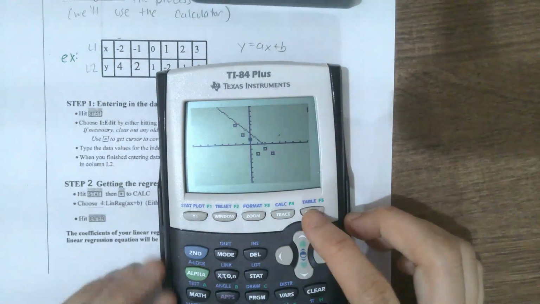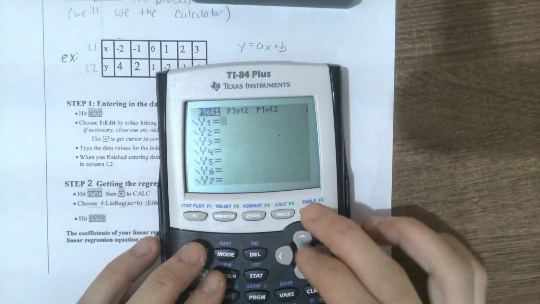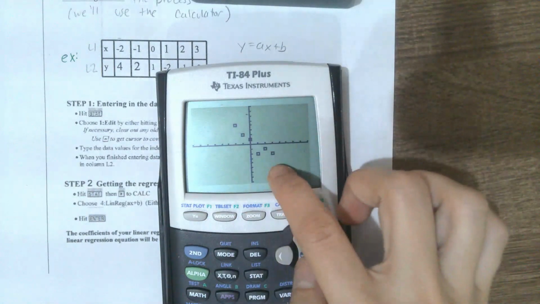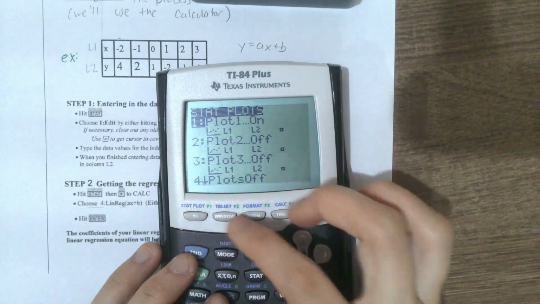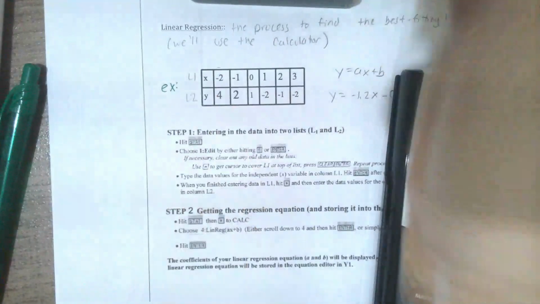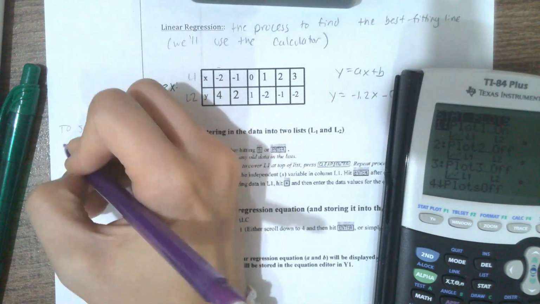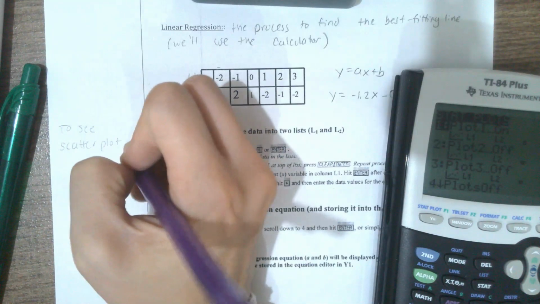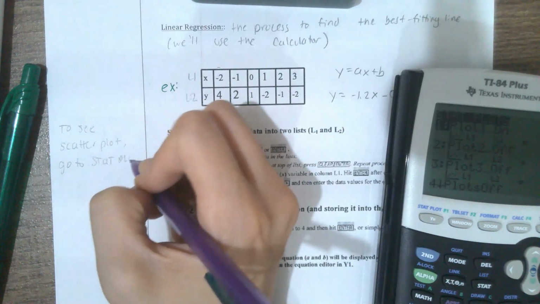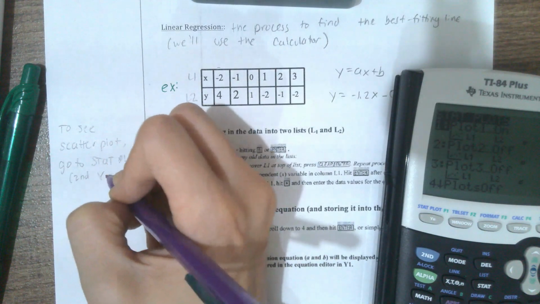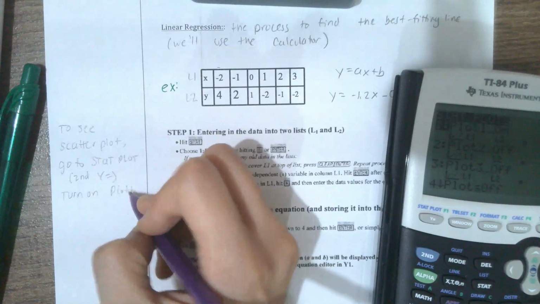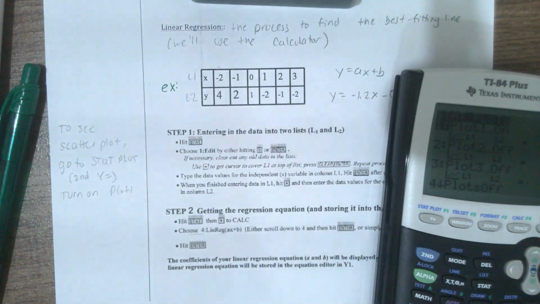If we look at the data, if you just type graph, you can see the scatter plot. If you go to stat plot, this will turn it on. So let's do this. To see the scatter plot, go to stat plot and turn on plot 1, and you can see it.